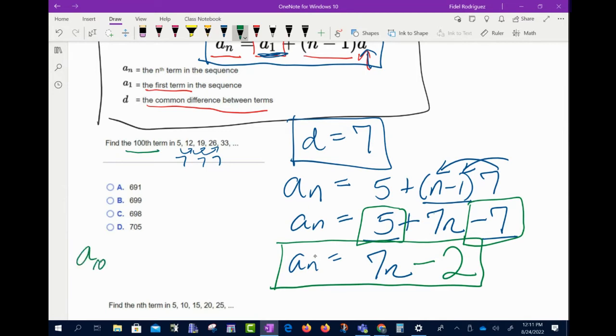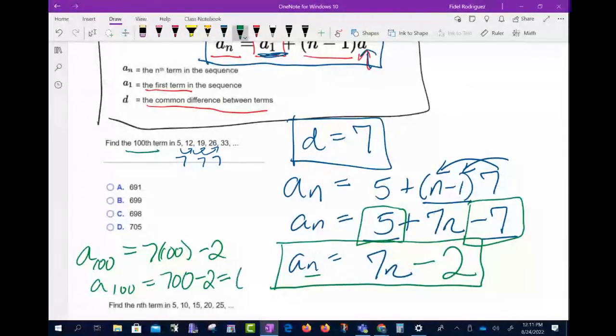Okay, so this is what we're going to do. We're going to say A of 100, because I'm putting the 100 where the N used to be. Just let me know which term I'm looking for. Is equal to 7 times 100 minus 2. So 700, and 700 minus 2 is going to give me 698. Is that one of my options? Yeah, it's right there, right? Boom. So we got it. Now, that little formula, y'all, is going to be really helpful in doing these problems. So I'm going to keep referring back to that formula as we go through the next few problems, too.